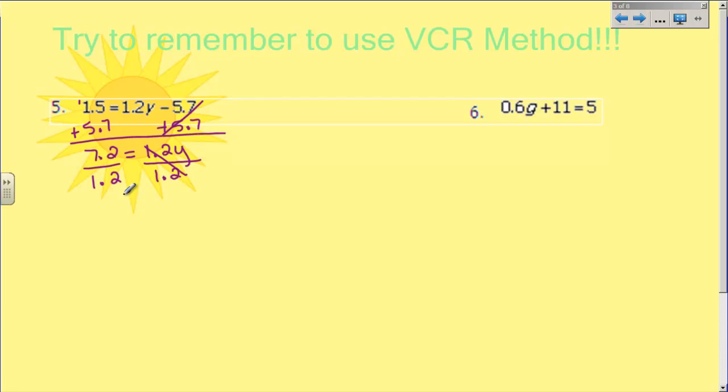Well, 72 divided by 12, I happen to know is 6. So 7.2 divided by 1.2 is going to be 0.6 equals y. So there is your answer. So use the same steps and try number 6.